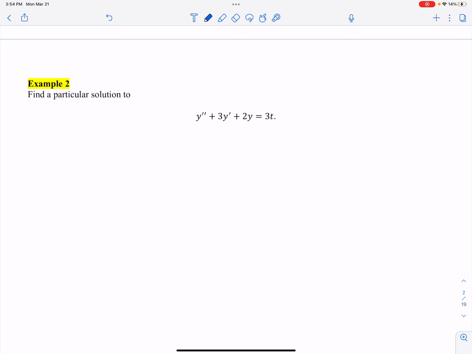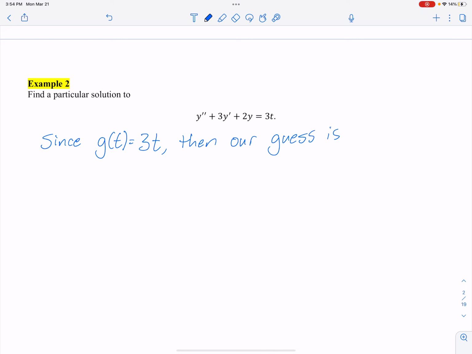All right, so we are going to make an educated guess here. Since g of t is equal to 3t, we need a t here. Then our guess is y sub p equals at plus b. That's my guess.